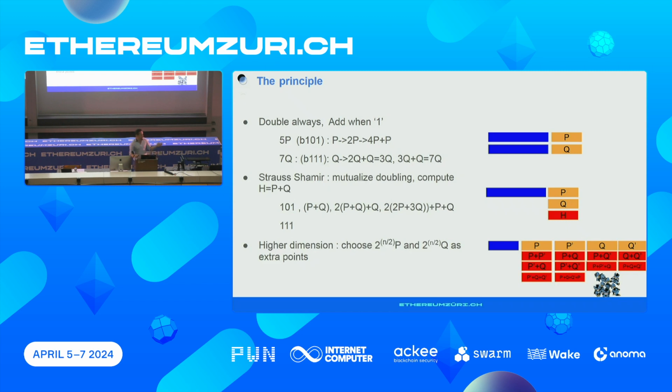So basically, Strauss-Shamir is nearly twice as effective as performing two scalar multiplications. And for higher dimensions, you can add more precomputations, but it is the same principle.